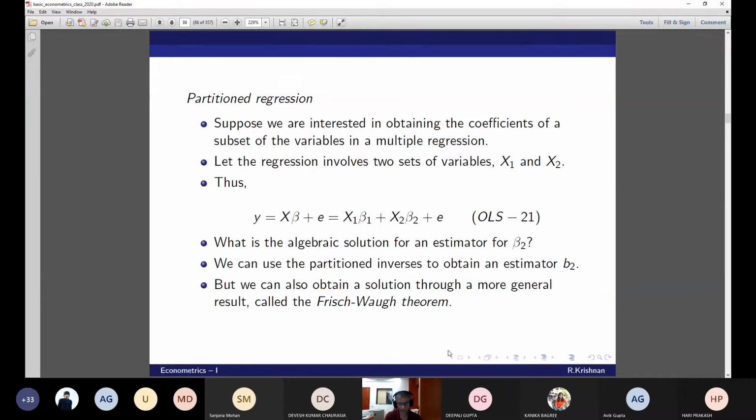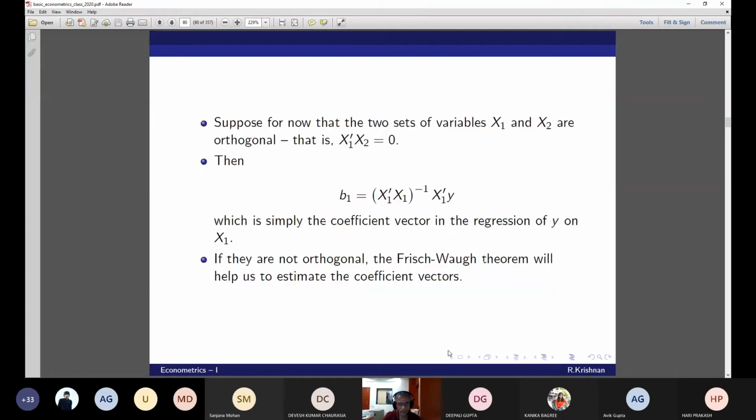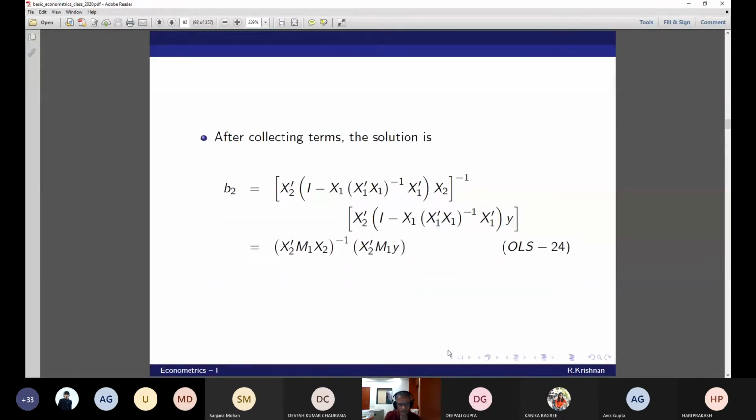That's it. You run a multiple linear regression of OLS 21. The estimator for b2, that is beta 2, will be exactly equal to this estimate. So then, why do you need to do this Frisch-Waugh theorem? That is a basic question. That's what I said right in the beginning.